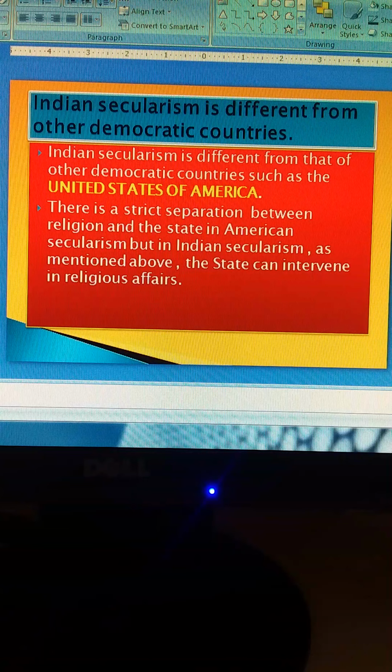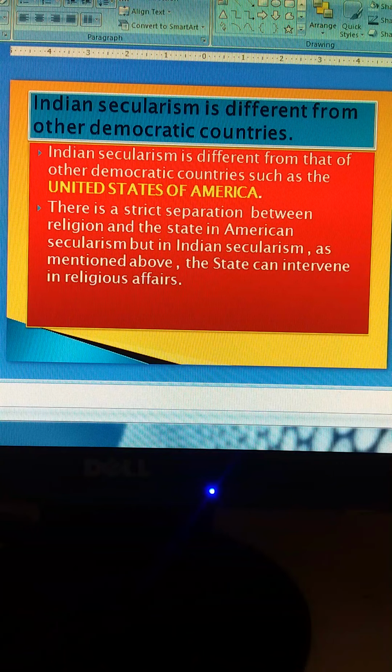Today we are going to discuss a very important and the last part of this chapter, that is, how Indian secularism is different from other democratic countries. For this, some of the objectives that we have studied are similar to those in the constitutions of secular democratic countries in other parts of the world. For example, the amendment of the US Constitution prohibits the legislature from making laws respecting an establishment of religion or prohibiting the free exercise of religion.